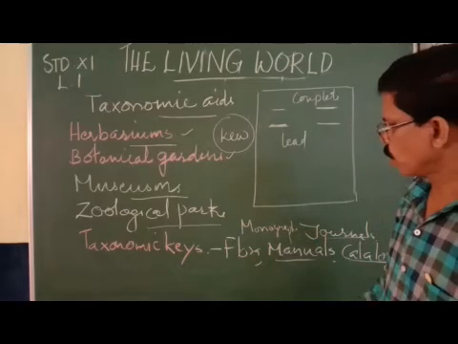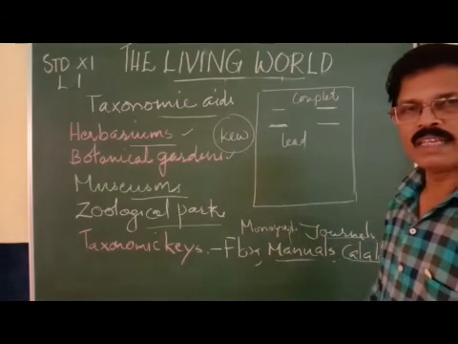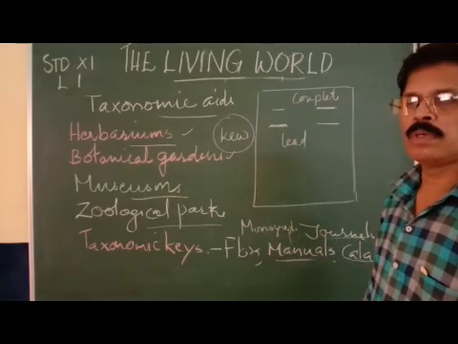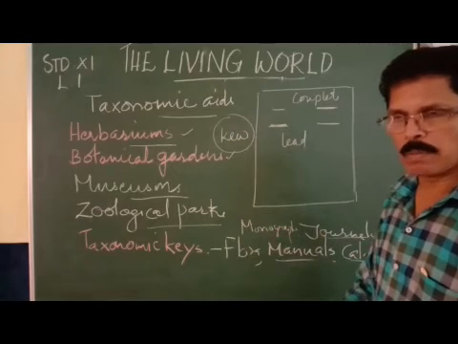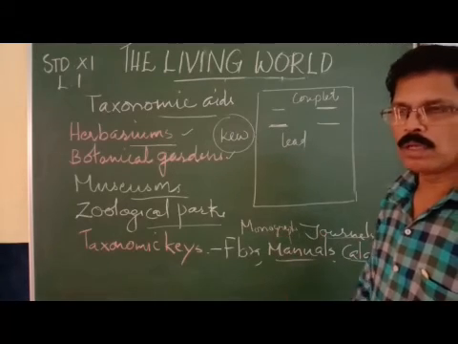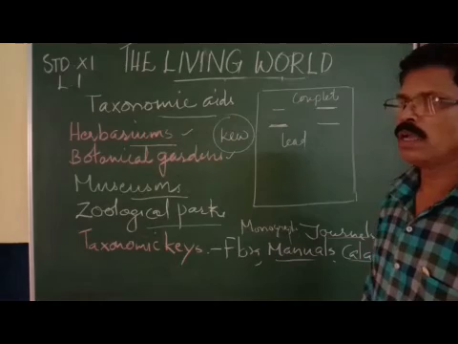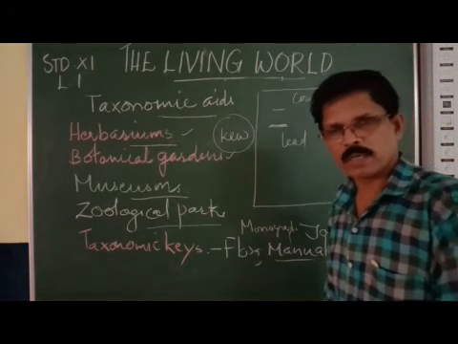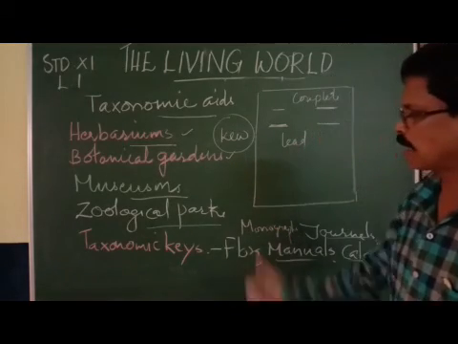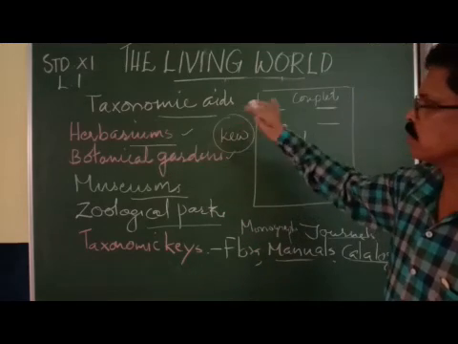A taxonomic key is a monograph or manual in which we get information about the correct lead. Finally, we will come to a conclusion about a particular organism using the taxonomic key. So these are the various taxonomic aids.